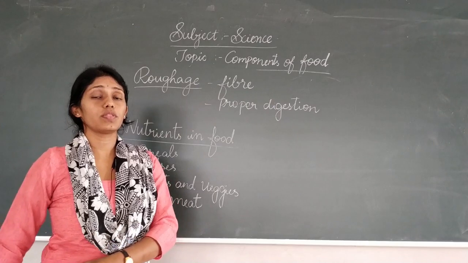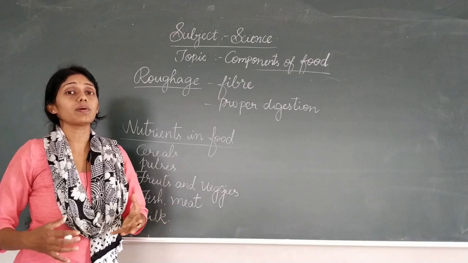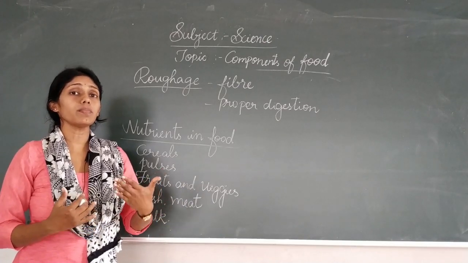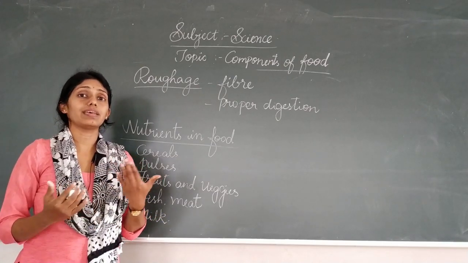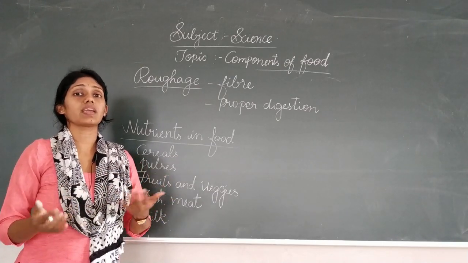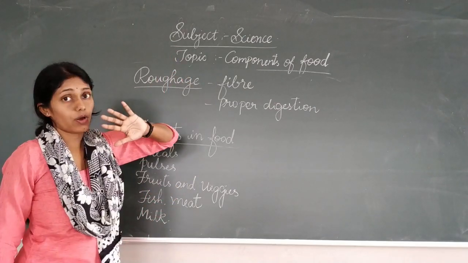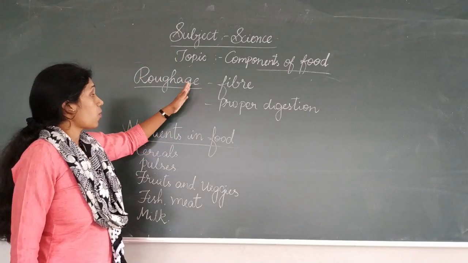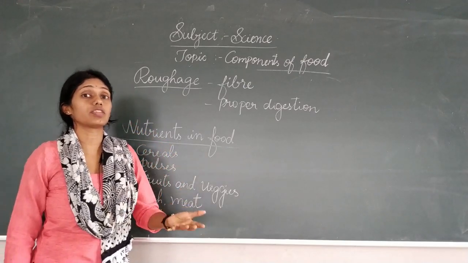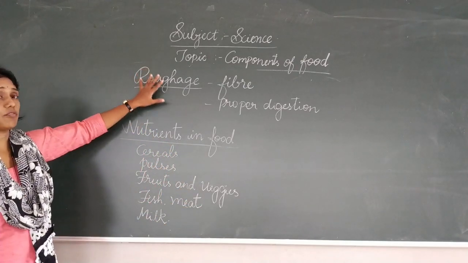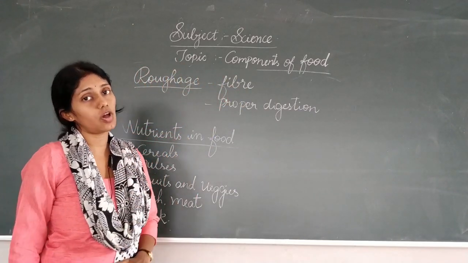From the mouth to the anus, right? So it gives bulk to the food. It helps the muscles to push the food from the stomach to the small intestine to the large intestine, and sending out the waste through the anus, right? So it is very important. It avoids indigestion, which we also call constipation. So roughage is the fiber present in the food. It helps in proper digestion of food.